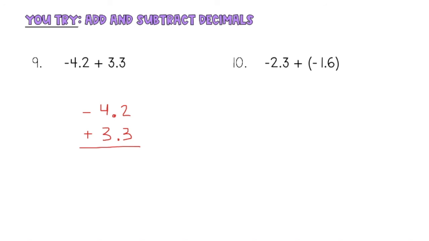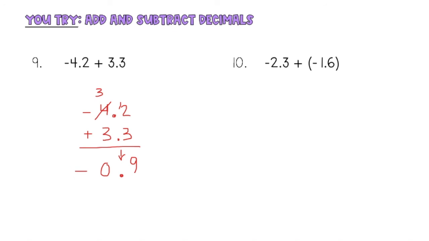So 4 minus 3, we have to borrow. And we are left with 0.9. We have more negatives than we have positives, so our answer is going to stay negative. So it will be a negative 0.9.